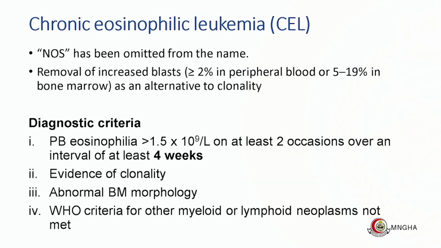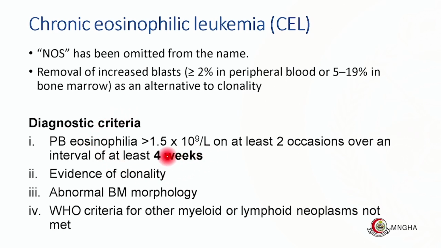For chronic eosinophilic leukemia, now we have a change in the name. Before, we called it chronic eosinophilic leukemia NOS, so we don't need to call it NOS anymore. Also, they removed the alternative criteria for absence of clonality. Before, we said that if the blast is increased more than 2% in peripheral blood or up to 19% in the bone marrow, this is enough even if we don't have a clue to the clonality.